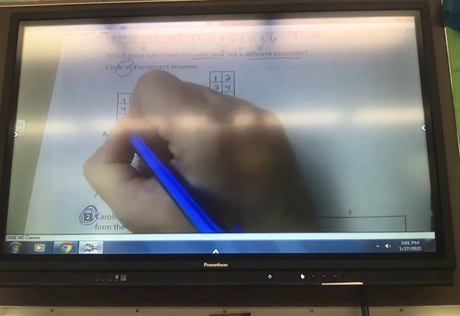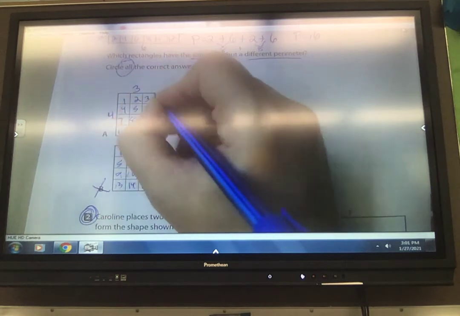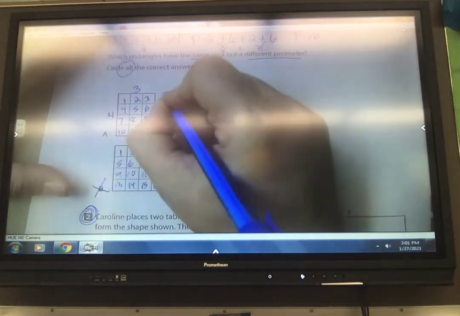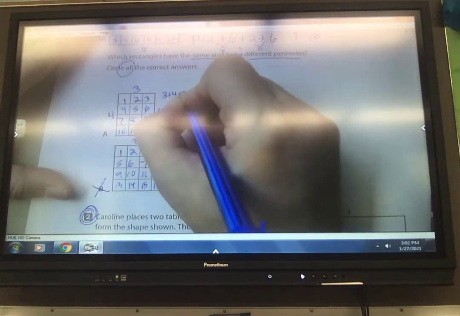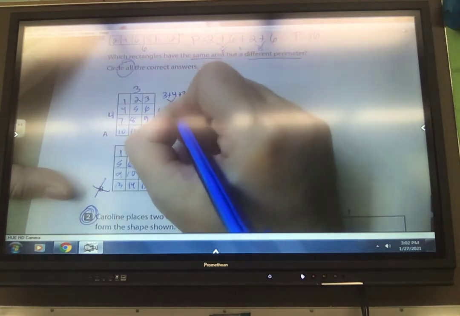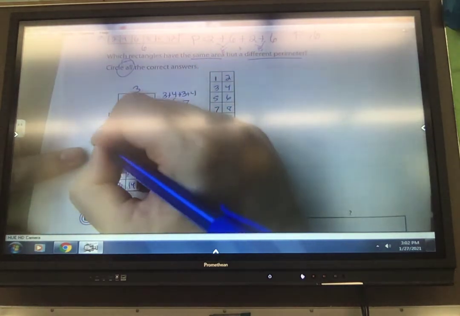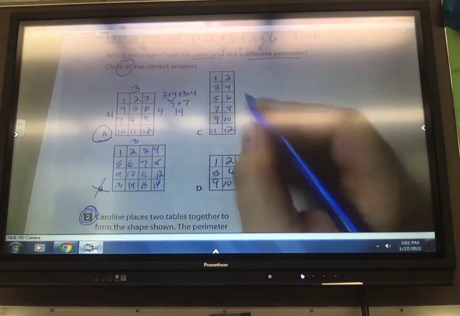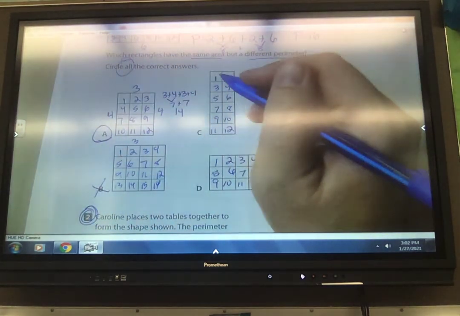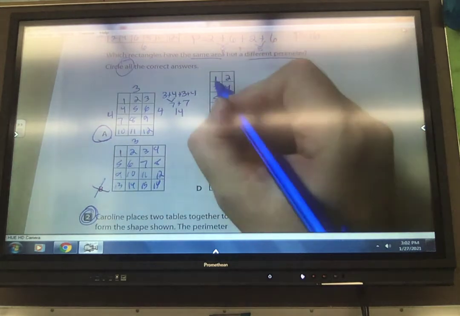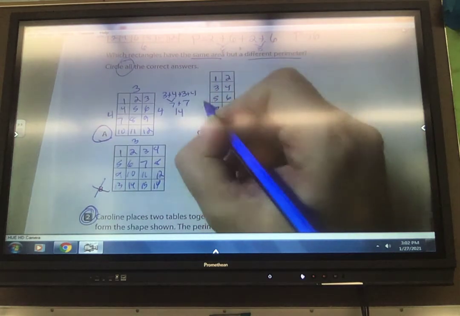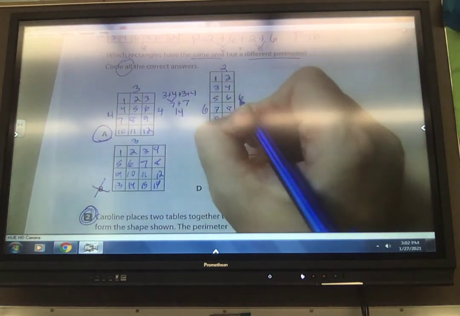So this one's 1, 2, 3, 4, 3, 4, and 3. 3 plus 4 plus 3 plus 4. 7 plus 7 is 14. That's different. So A is the correct answer. As long as I don't get 16, I can count it. 1, 2, 3, 4, 5, 6 plus 2 plus 6 plus 2.